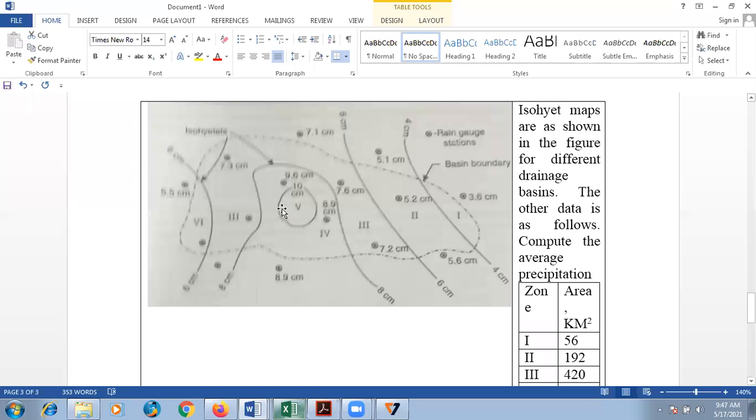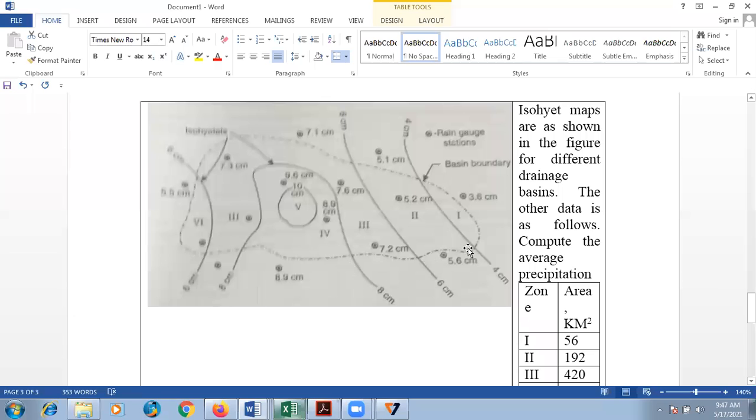Then come back to this zone 5. It is surrounded by 10 centimeter isoheight. And the next isoheight outward is 8 centimeter. Therefore, from 10 to 8, it reduces. Whereas towards the center of the circular area, the value of the rainfall will increase. This is the understanding you need to have. Unless you have this understanding, the tabulation of the values and determination of mean precipitation between isoheights can be slightly confusing. So first of all, you have to understand this.